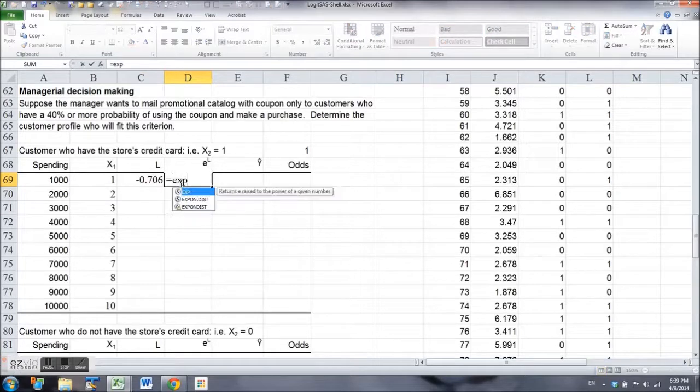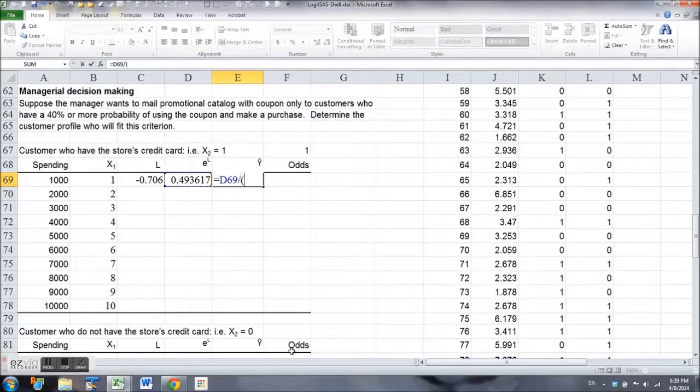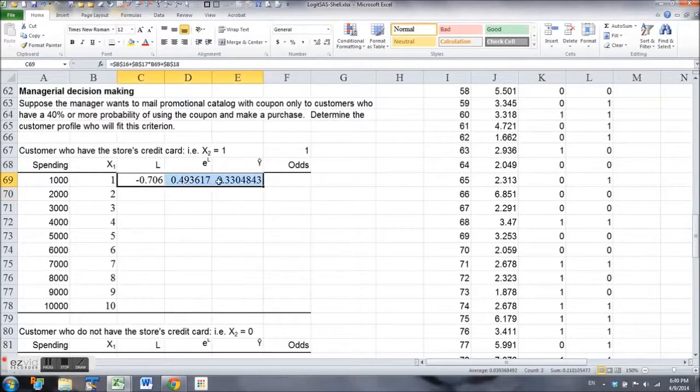and then we find e to the power of L, and then find y hat, which is e to the power of L divided by 1 plus e to the power of L. We'll come to odds in a little bit. So now we copy that.